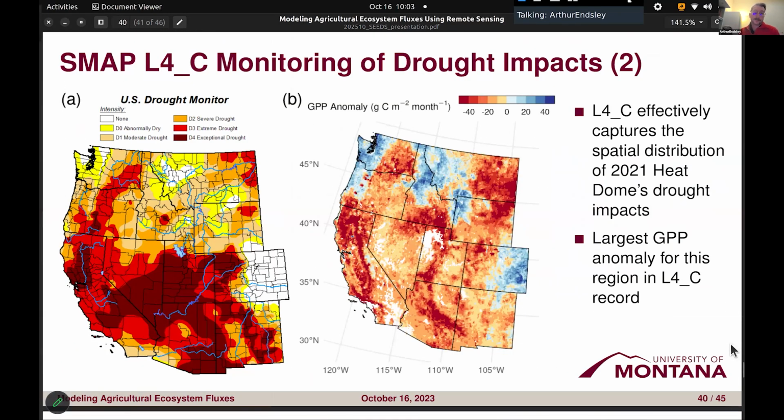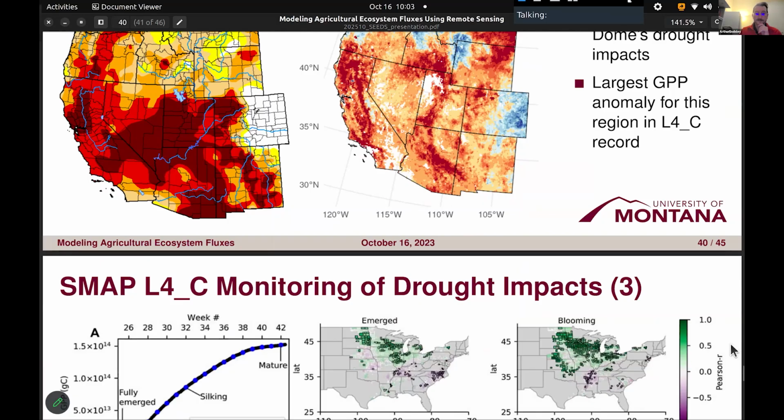And of course, this is a satellite product, so we can also produce a map of that. This shows the monthly GPP anomaly for July 2021, and we just compared that to the US Drought Monitor map. Now, the US Drought Monitor is a rather subjective product where meteorologists get together and use their expert knowledge to draw these drought contours. We wouldn't expect it to correspond perfectly to SMAP Level 4 carbon, but we do get a really nice distribution of the impacts of the drought on GPP due to this event.